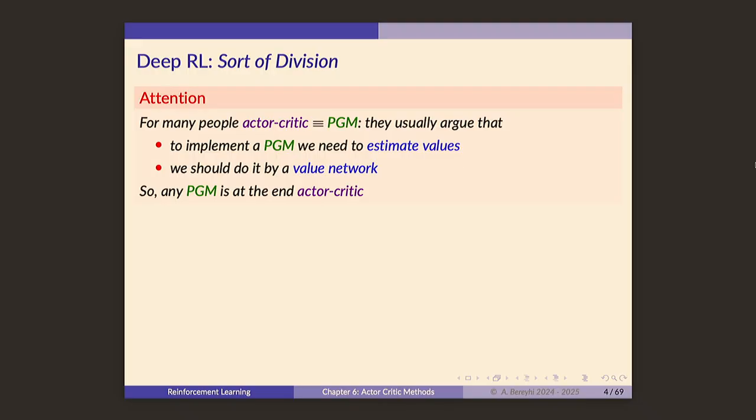I mean, practically that's correct, because if they have put a bit of thought behind it, not simply taking it from the internet, they might claim something like this: if you want to implement a PGM at the end of the day, you need to know the advantage, you need to know the values. And this means that you need a value network to estimate that.